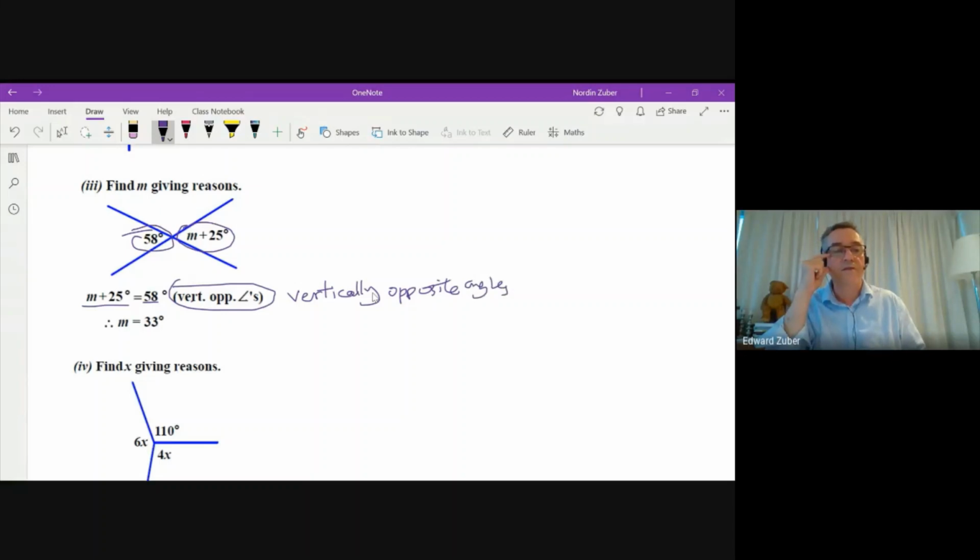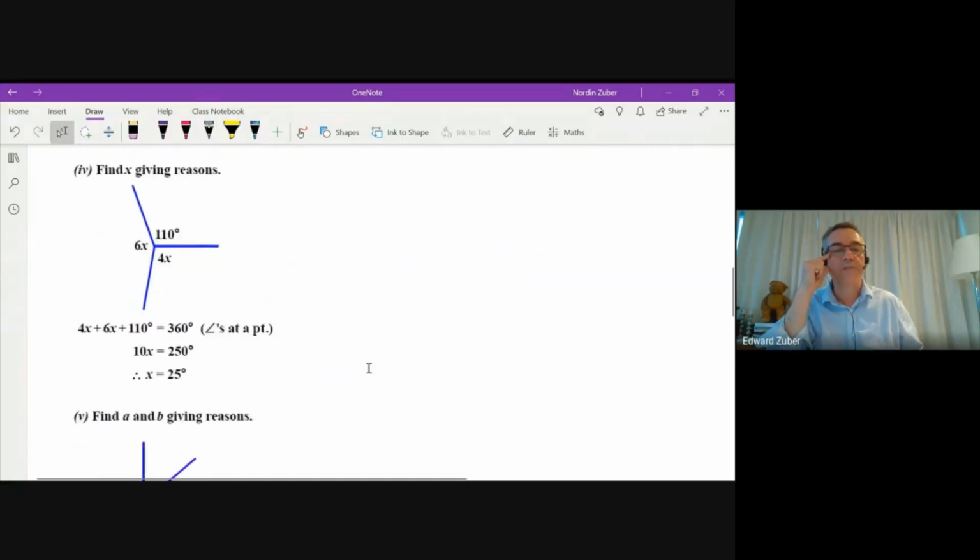And as a consequence of that, well, if m plus 25 is 50, and always we like the reason in brackets. Can you see how I put the reason in brackets? And as a consequence of that, well, m plus 25 is 58. What must m be? Well, it's going to be 58 subtract 25.